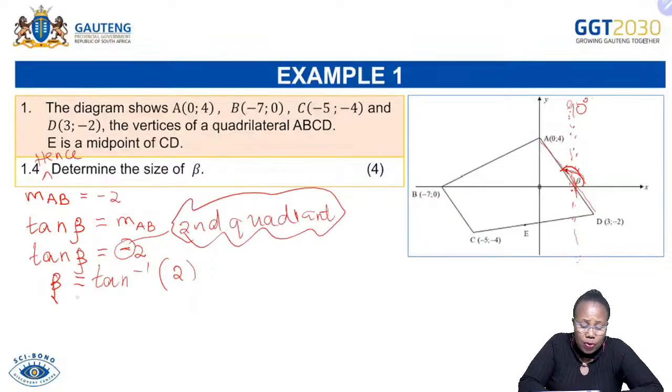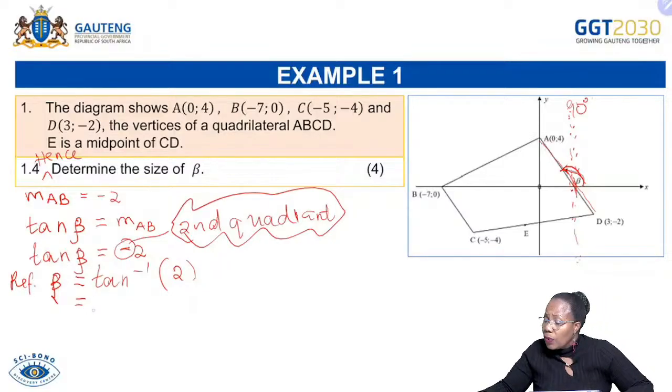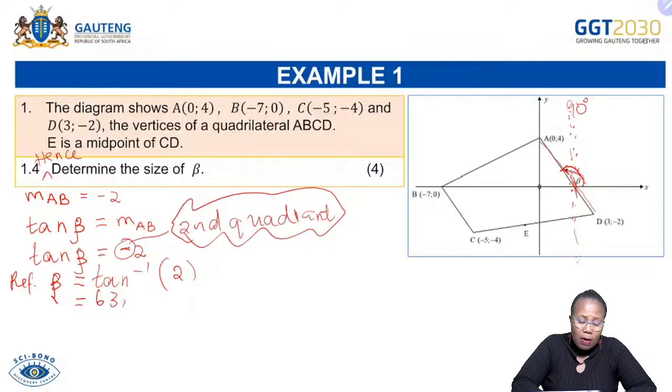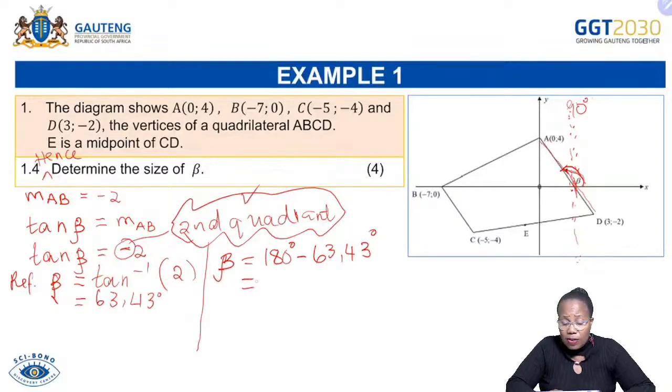So now we are going to have the reference beta, not yet our solution. And then now if you check your reference beta on this one, grade 12, you find that the value of your beta is 63.43 degrees. Now we need the actual beta in the second quadrant. Your answer will be beta equals 180 degrees minus 63.43 degrees, which gives us 116.57 degrees. Can you see that, grade 12?